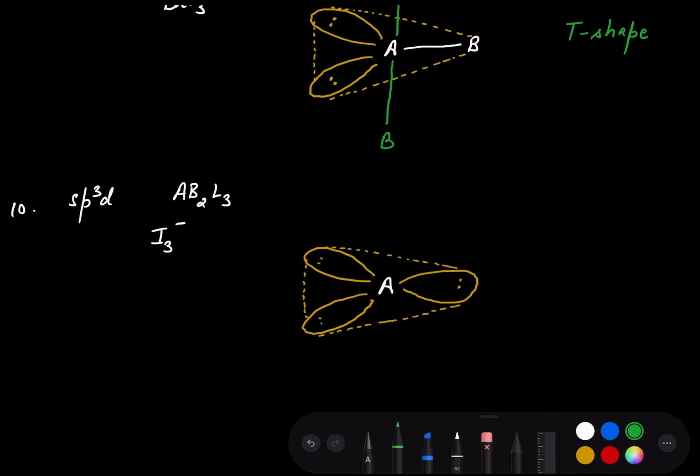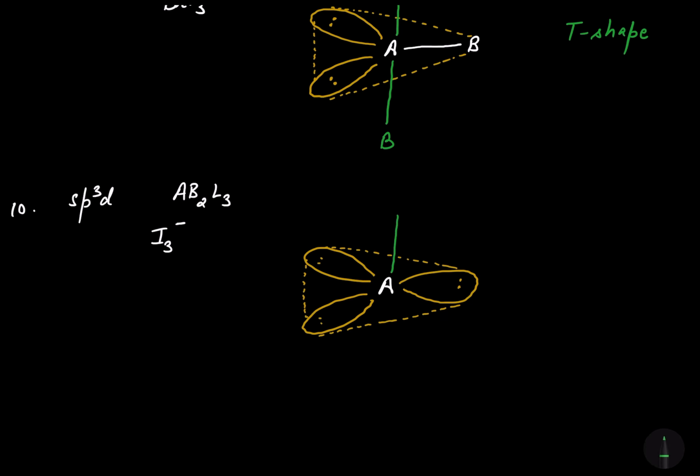Now the two B's are there, so it's B and B. In this case we can talk about the bond angle, and we can easily get that the bond angle is 180 degrees over here. So a 180 degree bond angle is in the linear geometry. So this structure is called linear structure in case of sp3d having 3 lone pairs.